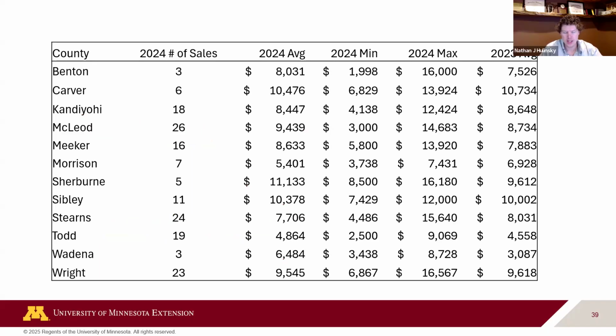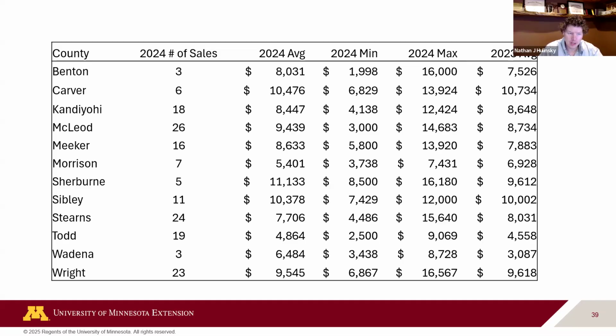And this is what it looks like. I do want to highlight that to be in this data set, it has to be 20 acres tillable. So we try to weed out some of those smaller parcels, and we also try to weed out the intra-family sales, so it's only arm's length transactions in the data set. I will highlight Wright County at the bottom, 23 farmland sales in calendar year 2024.